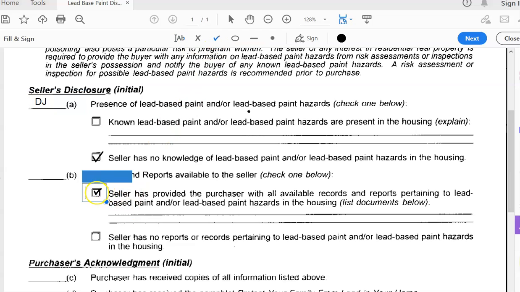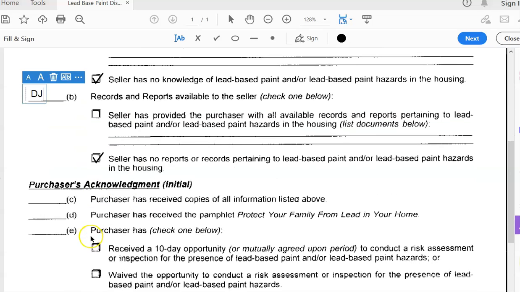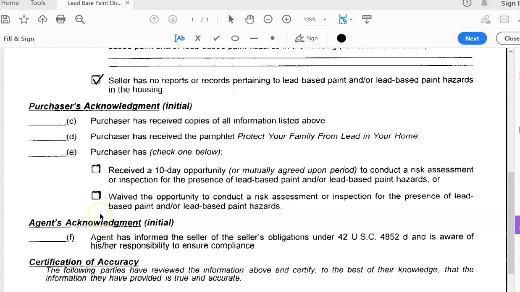So they will check right here. If they have no record or anything pertaining to lead-based paint or lead-based paint hazards in the housing, they will check this box right here. They will also have to initial section B, DJ. Okay. Next would be the buyer.